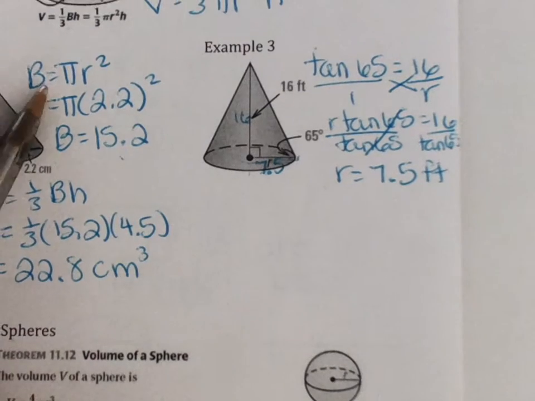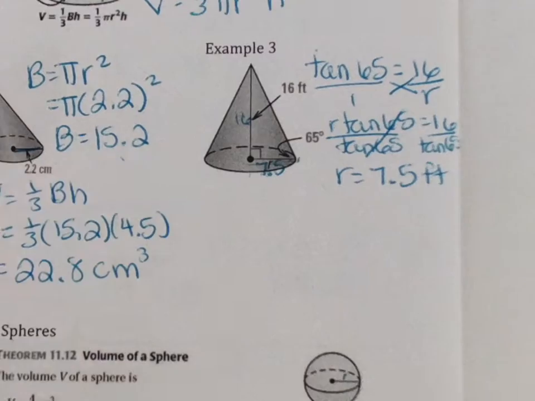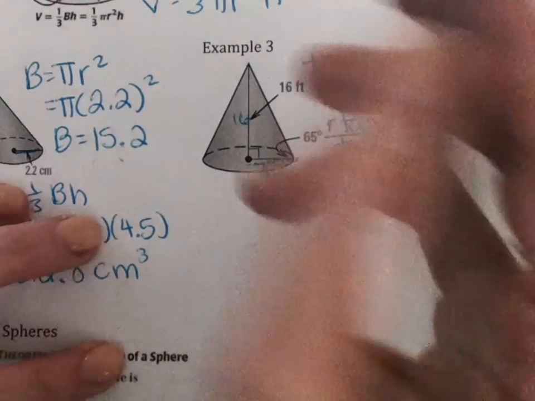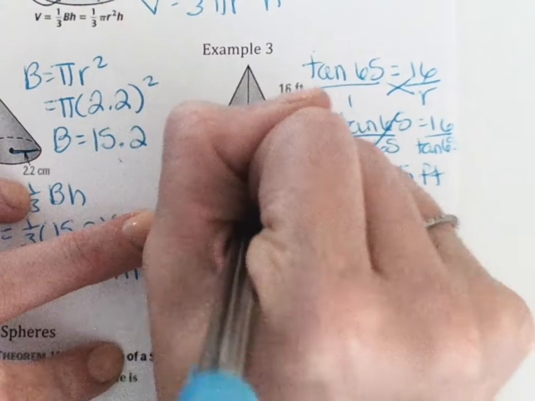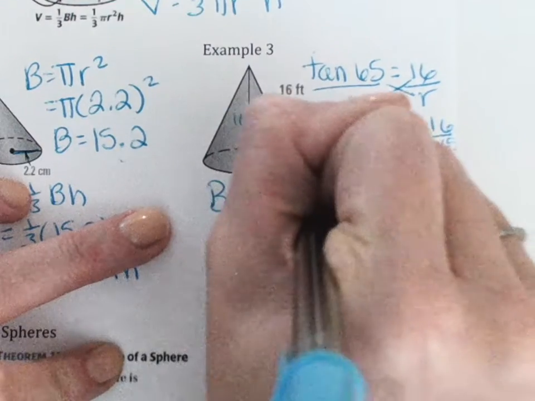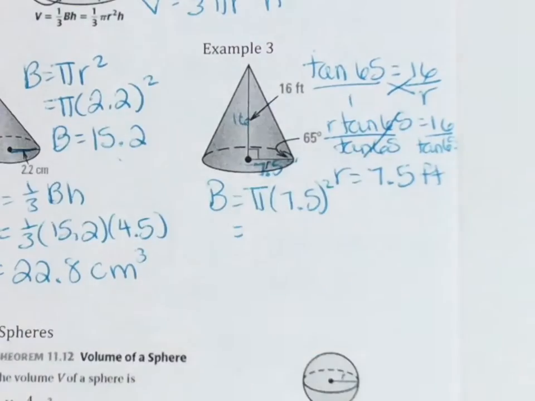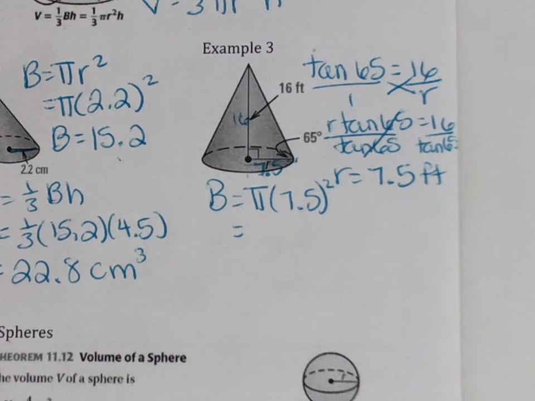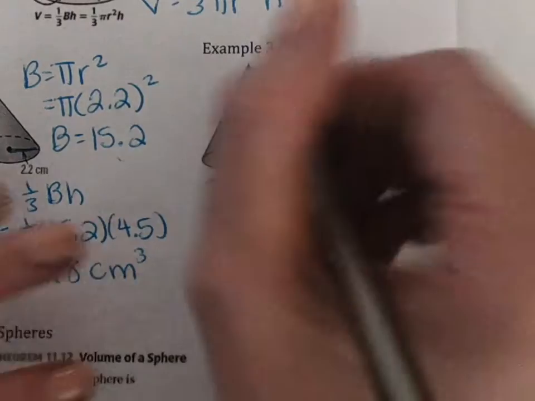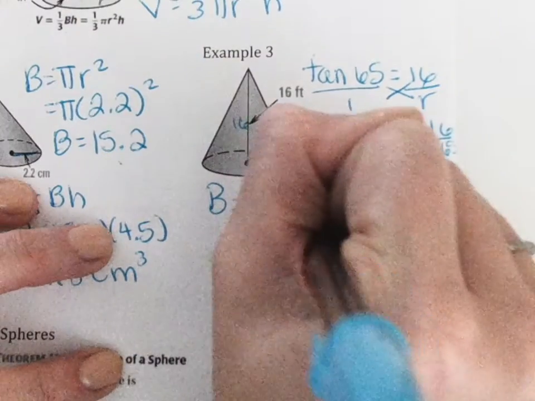Now I can go back to what I did for this cone over here. Find the area of the base and then multiply it by the height of the cone. So the area of the base is going to be pi times the radius squared. My radius is 7.5. 7.5 squared times pi gives me 176.71.